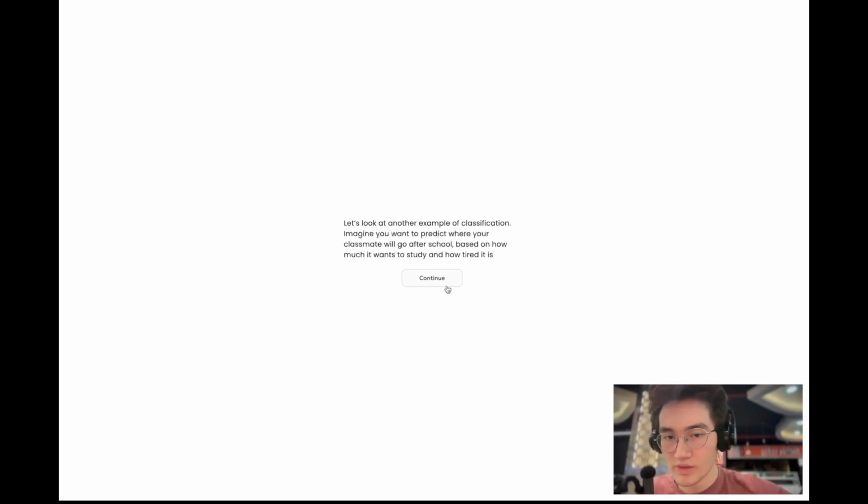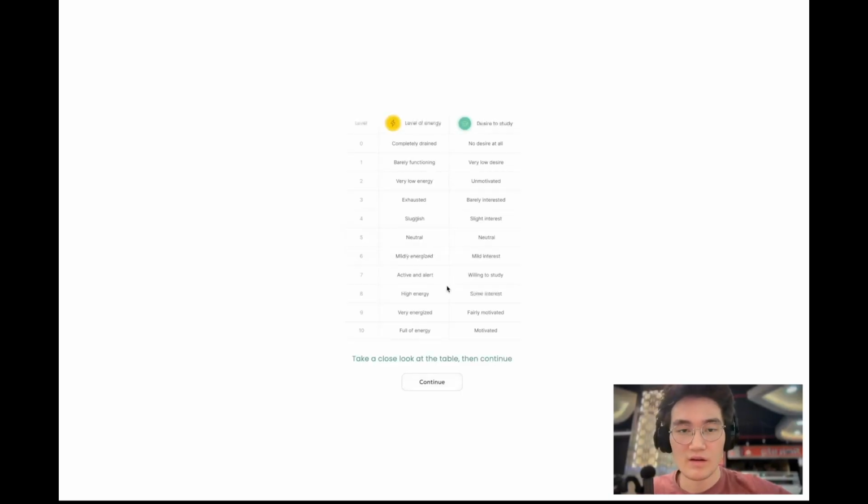Imagine you want to predict where your classmate will go after school based on how much they want to study and how tired they are. Okay, take a close look at the table, then continue. So here we have two parameters, desire to study and level of energy. So 0 means completely drained and no desire at all. Then 5 is neutral and 10 is full of energy and motivated.